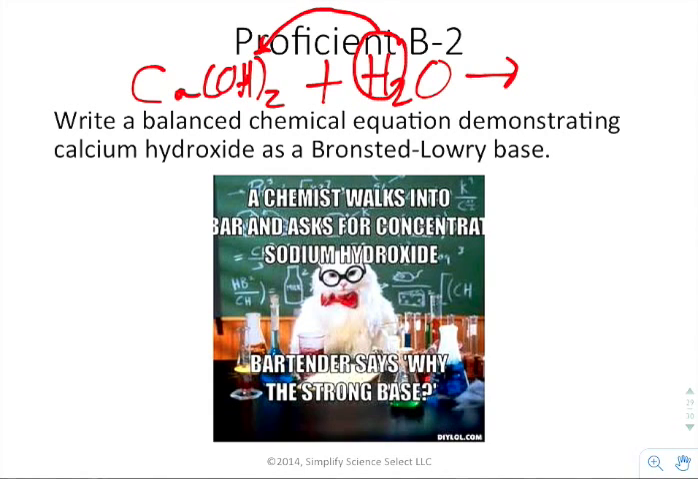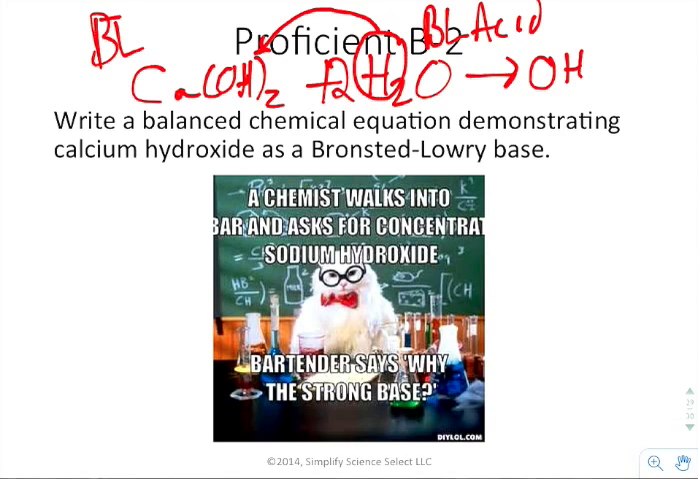When it does, it produces an OH- because it's given away its proton to calcium hydroxide. Calcium hydroxide is accepting that proton. As a result, this right here is the Bronsted-Lowry acid because it's giving away a proton. This would be the Bronsted-Lowry base because it's accepting that particular proton. So you would actually need two of these, and when you did that, you would get OH-, but there would be two of them, and then you would also get calcium 2+, and you would get water.